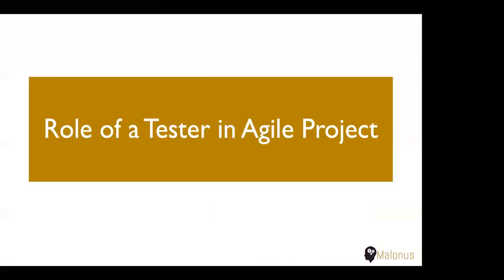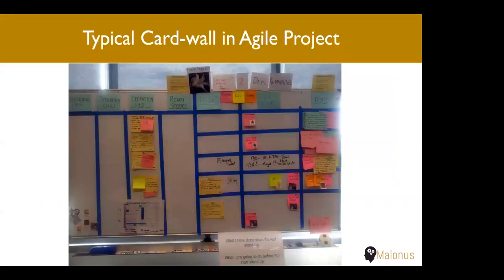So let's try to see what changes have really happened in agile from the tester standpoint. Let's see what could be a potential role of the tester in an agile project, and from the mindset standpoint, what are the different things which are supposed to change for a tester. So this is a typical card wall in an agile project. You see to do, in progress, and done.